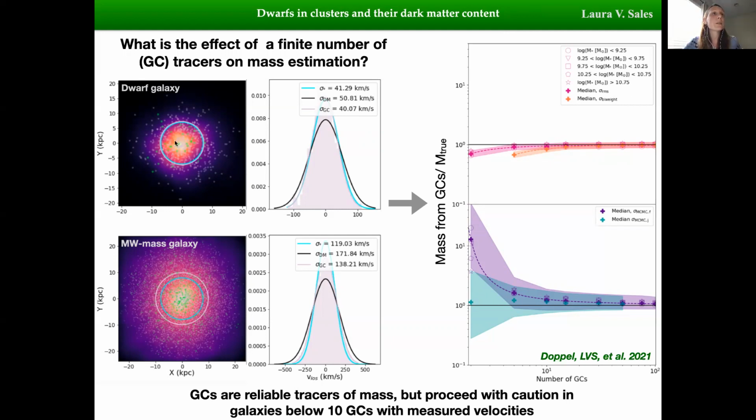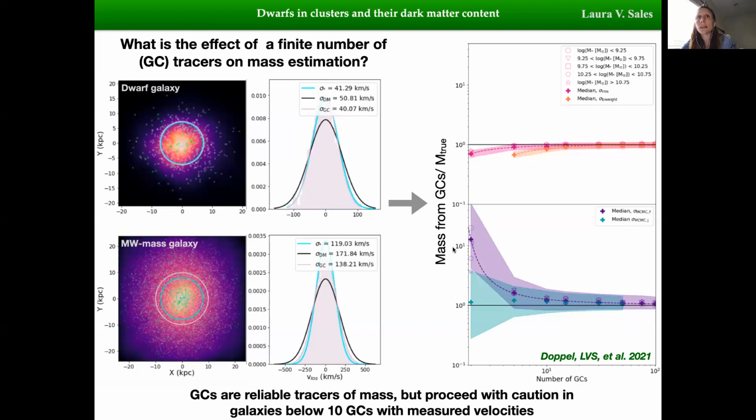So what you see over here is a dwarf galaxy, and in green, you can see globular clusters. And this is a Milky Way-like galaxy. And so the question is how, by measuring the kinematics of these green points, you can actually recover the true dynamical mass of the objects. And the problem gets more difficult for dwarf galaxies because they don't have a lot of globular clusters. So this study did a very careful job at quantifying how well you can recover the mass by using only, for example, a finite number of globular clusters.